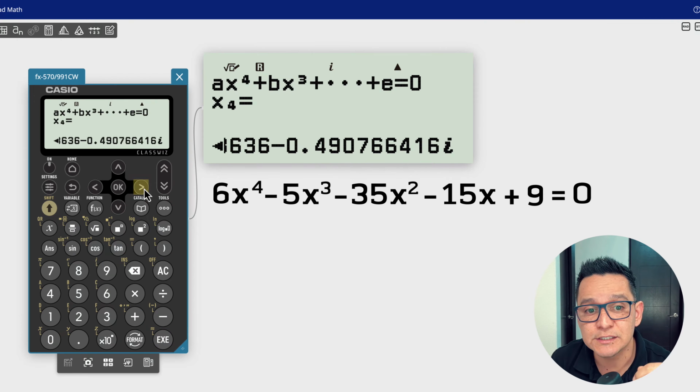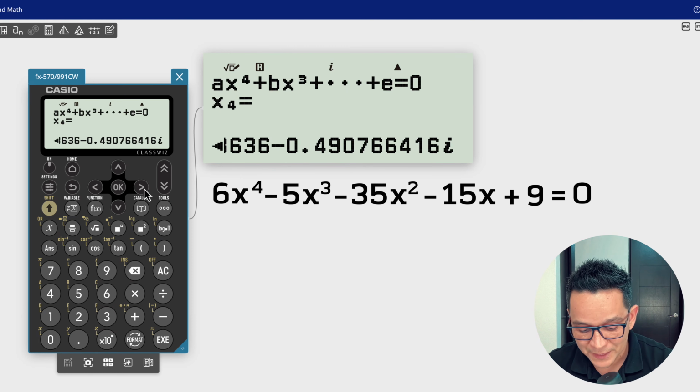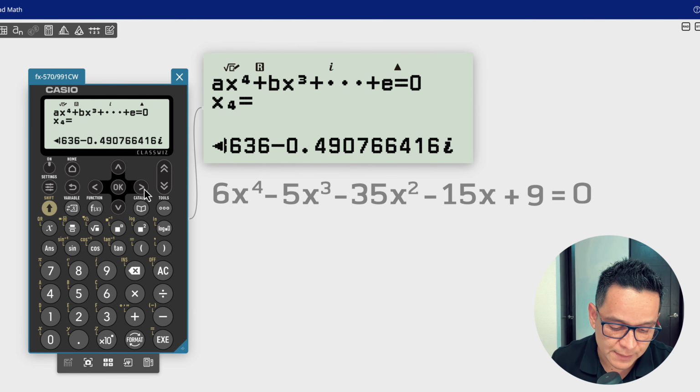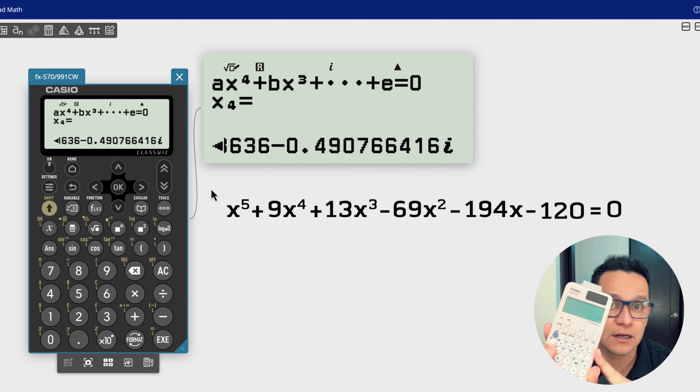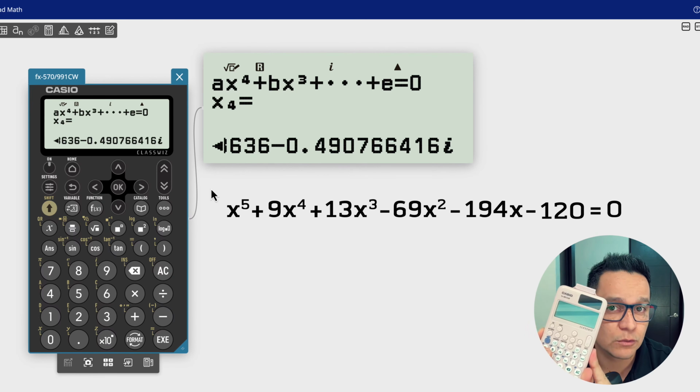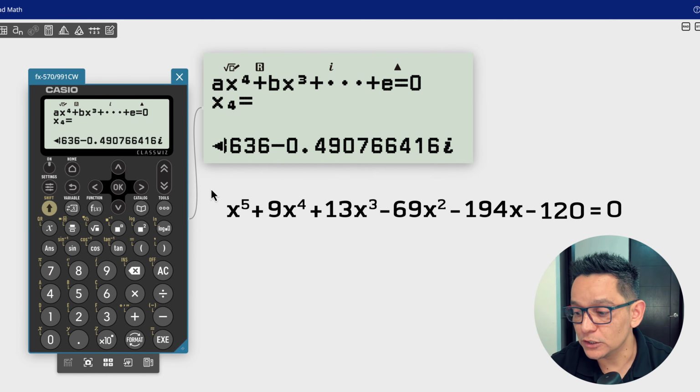In this case, the equation I entered has two real and two complex roots, so our calculator can handle this too. Awesome, right? But let's see now what happens, for example, if I want to solve an equation like this one I have here, which is already fifth degree? In this case, I can't do it directly now. With the 991CW, I already need a slightly larger calculator.